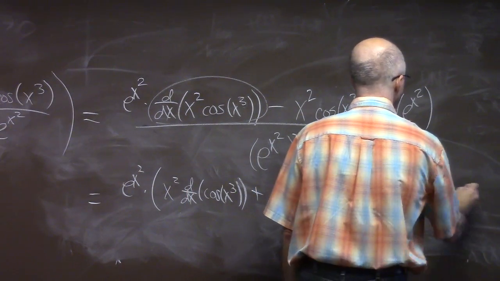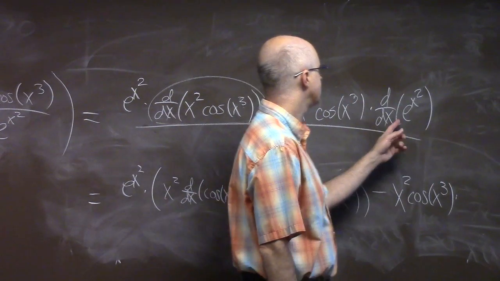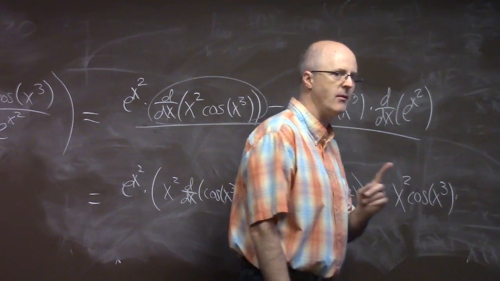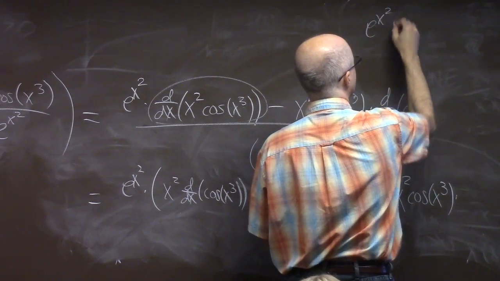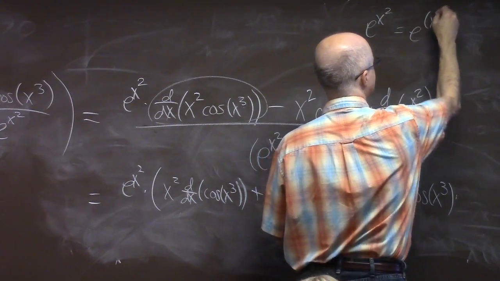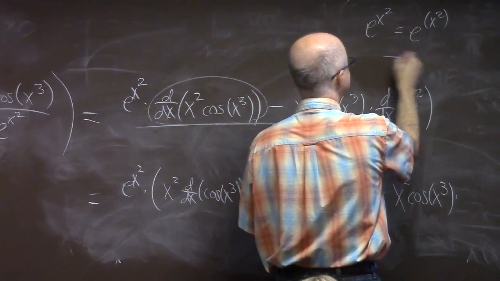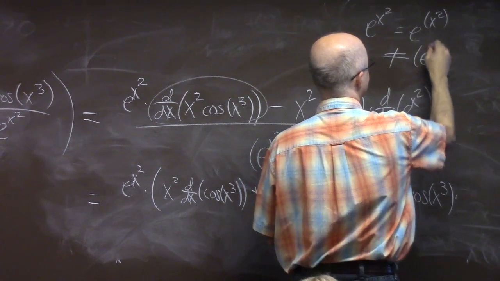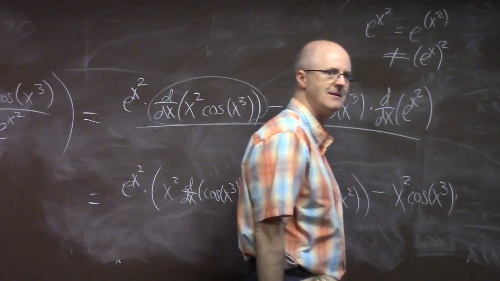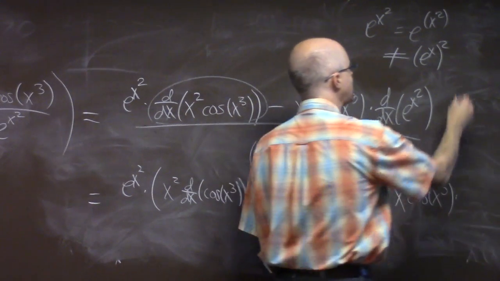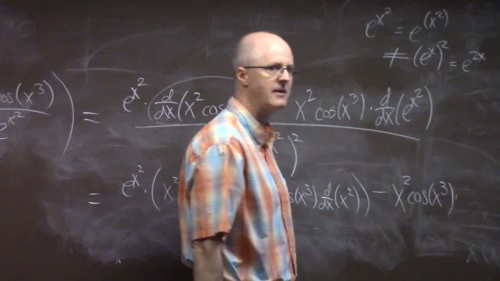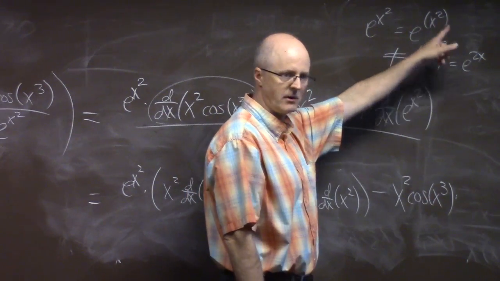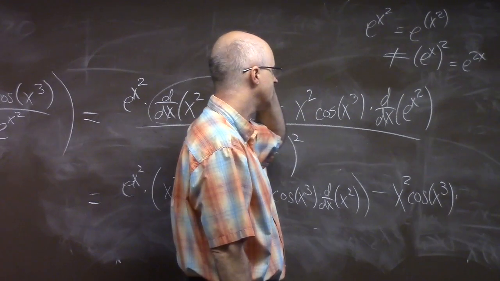Chain rule. Differentiate e to the x squared. By the way, I hope it's clear to you that e to the x squared means this. It does not mean that. Because if you meant that, you'd write it like this. And those are definitely different things. So you do x squared first, then you exponentiate.